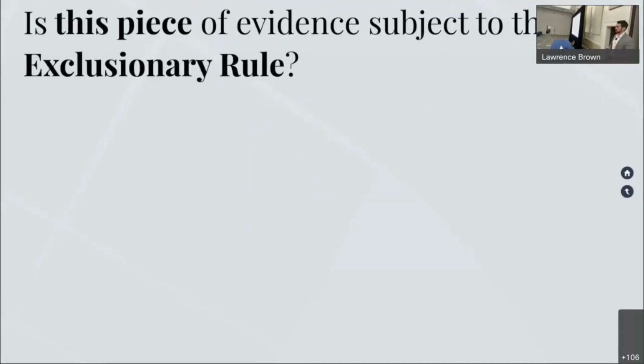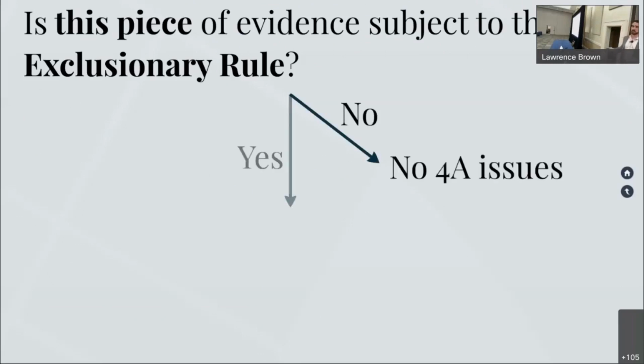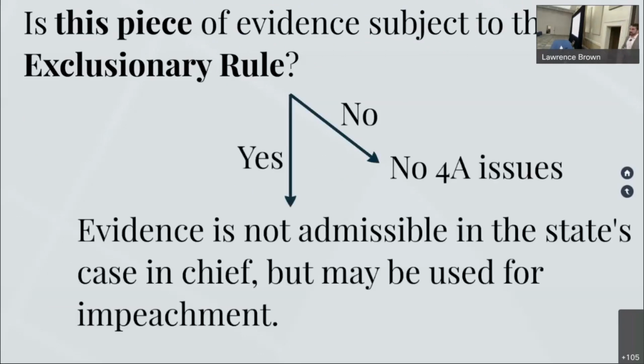Is exclusion appropriate? We all know that there is an exclusionary rule that purports under Mapp v. Ohio to apply to all evidence seized in violation of the Constitution, and in reality applies to a relatively small subset of evidence seized in violation of the Constitution. So this is the stage where you identify any exceptions to the exclusionary rule. If the answer is no, it's not subject to exclusion, no Fourth Amendment issues. If the answer is yes, then you have a pretty solid argument for the evidence not being admissible, at least in the case in chief, keeping in mind it can always be used for impeachment.